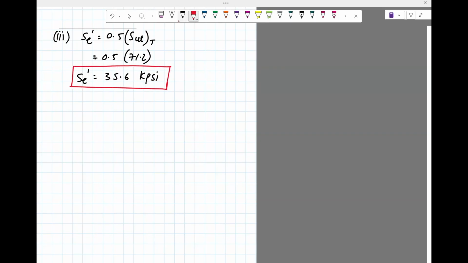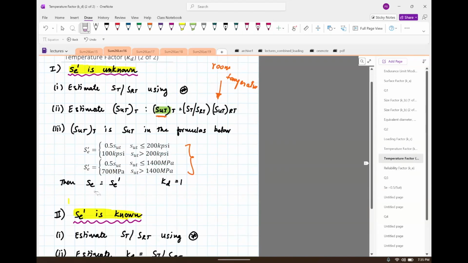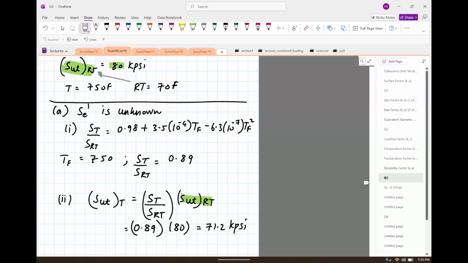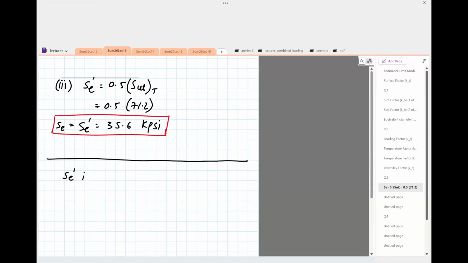Okay, so that's the answer. Now we can move to the next part. This is SE prime. Sorry, my bad. This should be SE, right? We just have to be careful about this. So what did I say here? Let's say SE prime is SE, whatever is here. So just to be complete, let me write it the way it is in the formula. So this is SE, but SE is 35.6. So now we are correct based on what I wrote down in the notes.